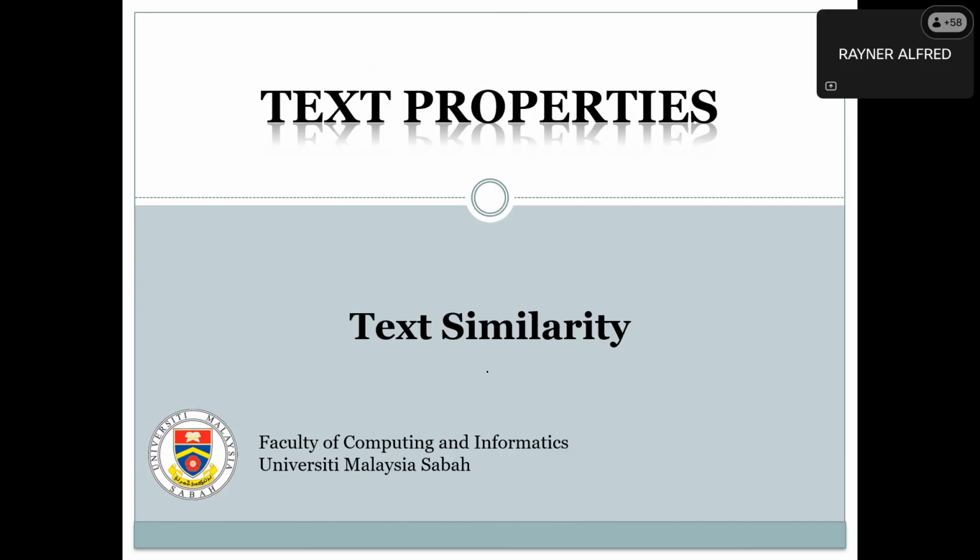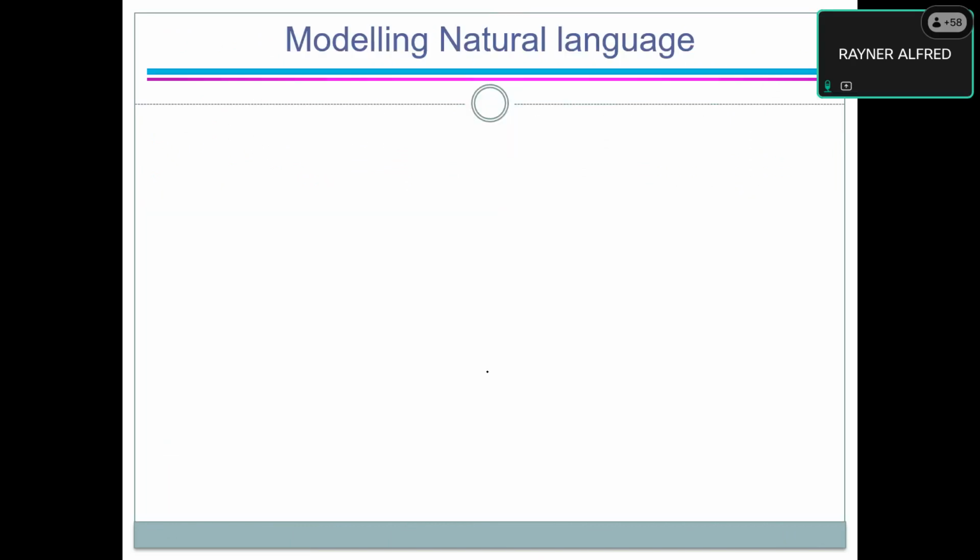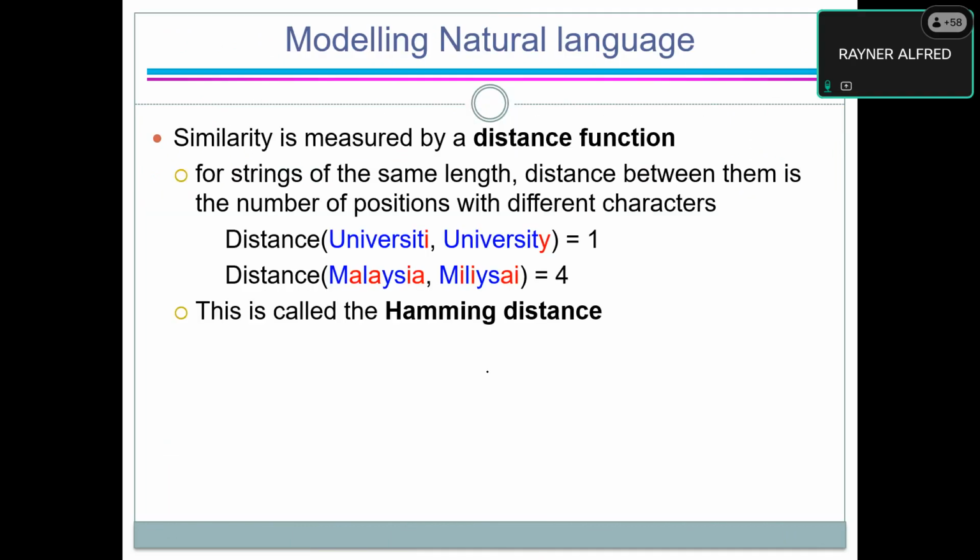Okay, now we look at text similarity. How do we compare the text? Okay, we can use a distance function. For example, sometimes we make a typo, like university with I and Y. So we want to know what is the nearest term that can be used to retrieve the document. That's why we need to know how to compute the similarity between two terms.